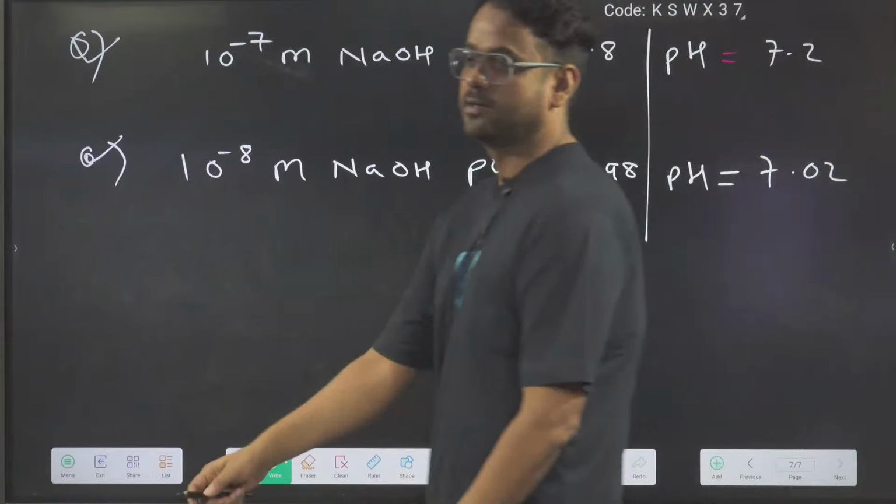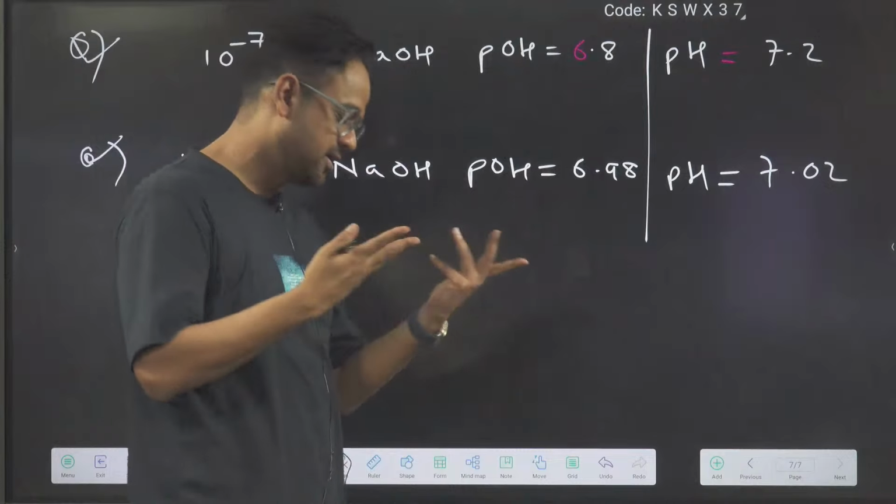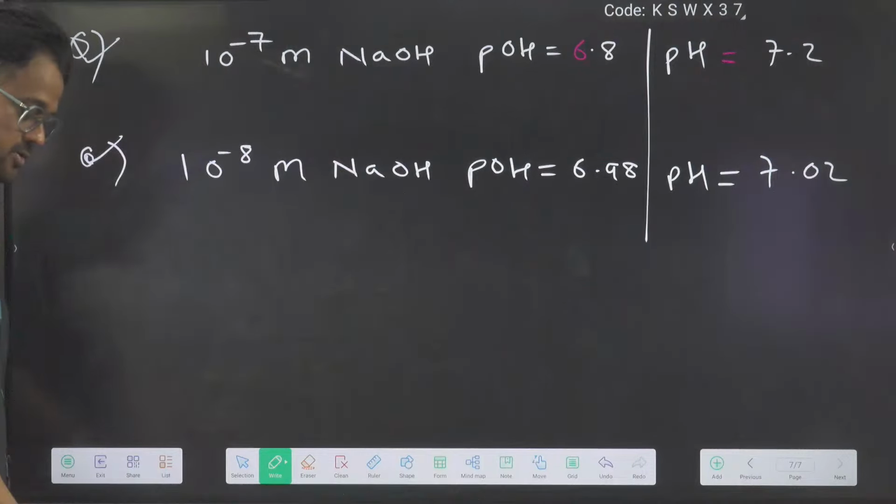Please remember it carefully. Sir, how do these answers come? They come by solving the quadratic, which we will not waste our time in solving. Okay.